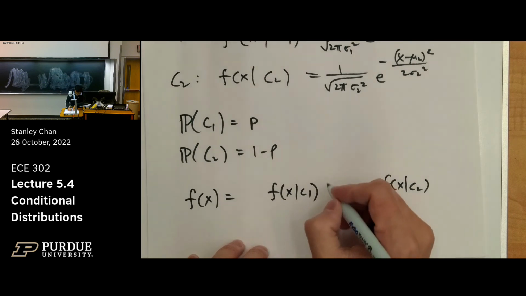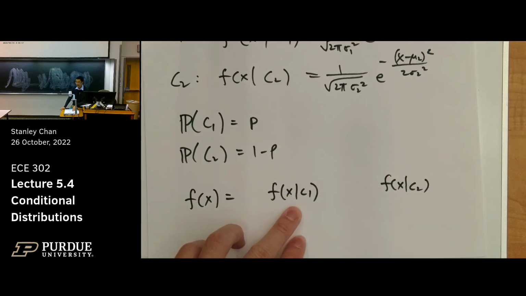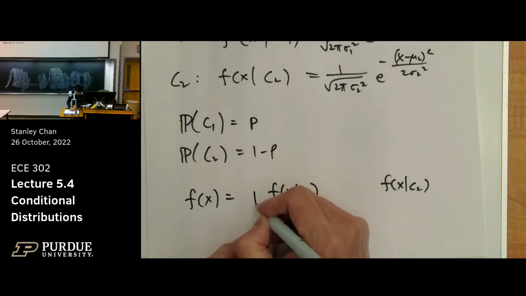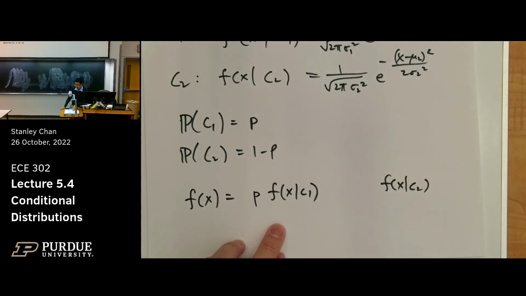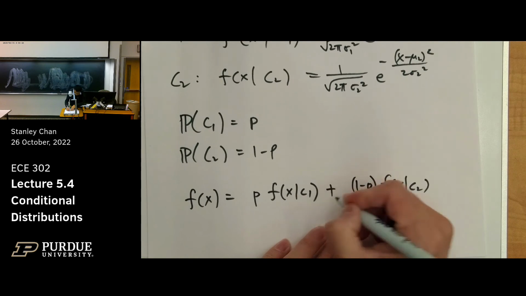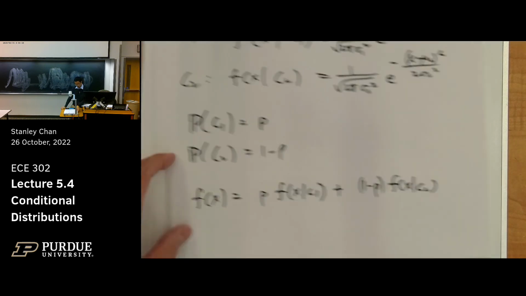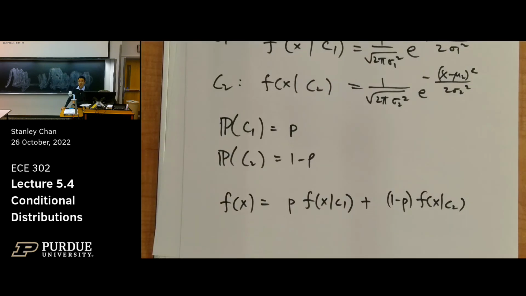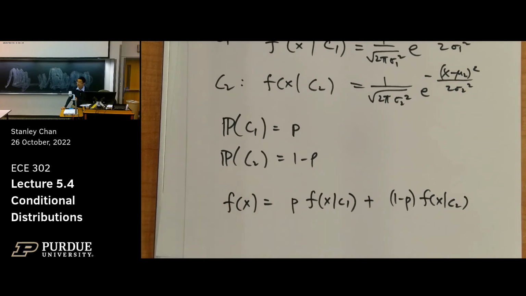And then, what is the probability of getting C1? That is P. What is the probability of getting C2? This is 1 minus P. You add them up, and you get this probability distribution for X.